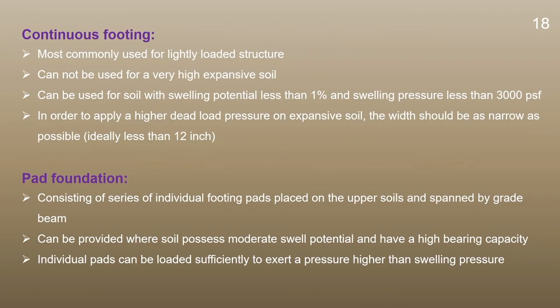The continuous footing is most commonly used for light loaded structures and cannot be used for a highly expansive soil. So, it is only applicable for soil which has a medium to low value of expansiveness. And it can be used with a swelling potential less than 1% or a swelling pressure less than 3000 psf. So, only for this kind of soil can continuous footing be applied.